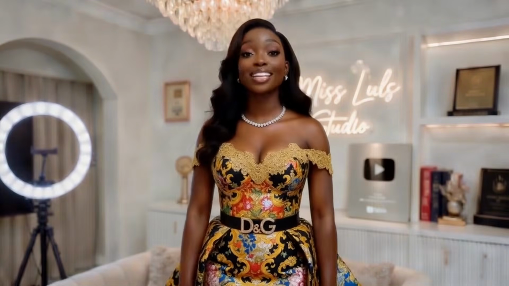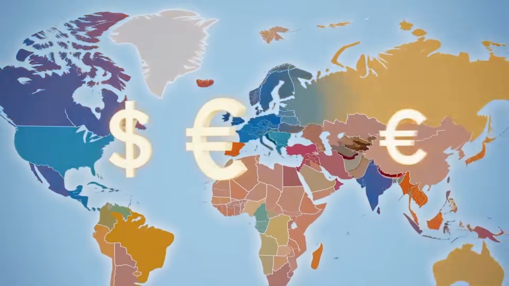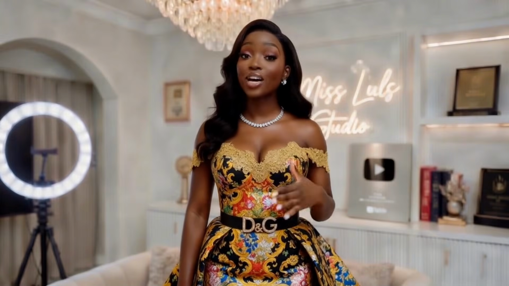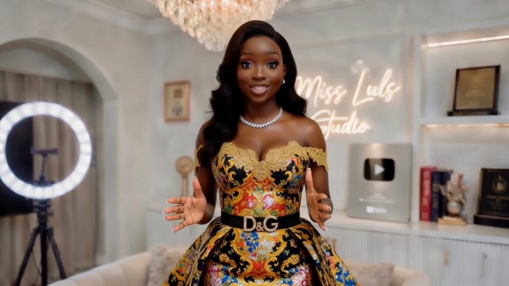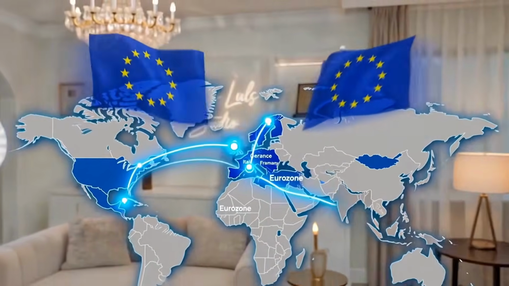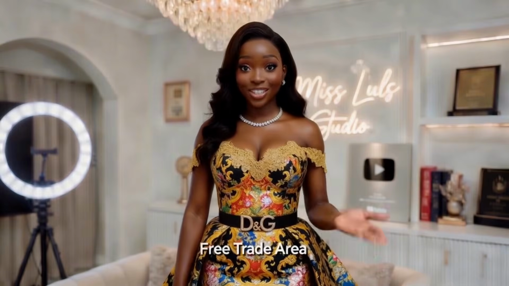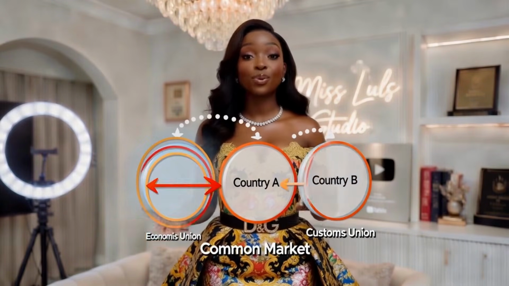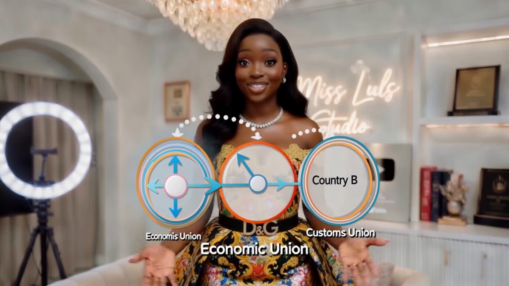Finally, let's explore economic unions, the highest level of economic integration. An economic union combines a common market with a customs union and shared economic policies among member countries. When countries adopt a common currency, the economic union becomes a monetary union, strengthening integration further. Trade protocols include free trade areas, customs unions, common markets, and economic unions, which progressively increase economic integration between countries.